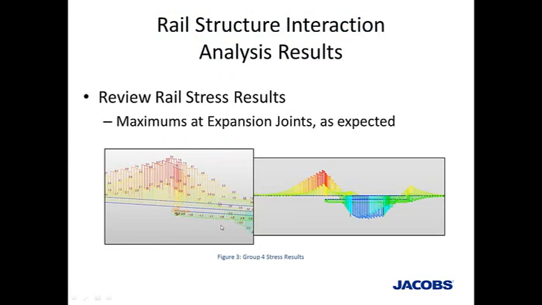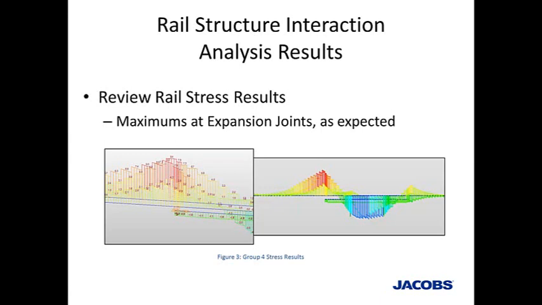Okay, so this is looking at the group 4 load combination. You can see there on the right in the global model, we see the peak stresses occurring at the rail expansion joints. And that's what we'd expect because that's where the most differential movement is going to occur. So in this particular case, it's evident that it's a temperature fall case. As you can imagine, the structure shrinking due to the falling temperature is going to pull on the rail.